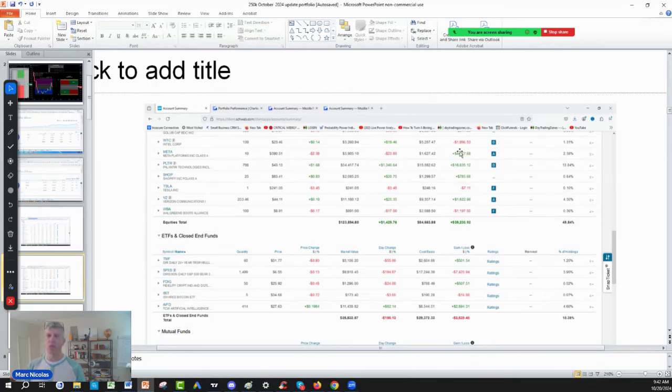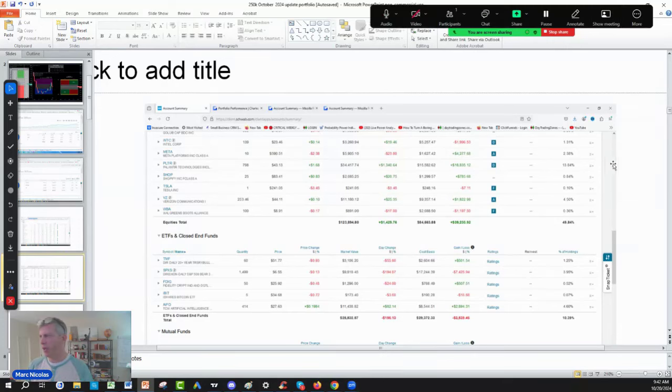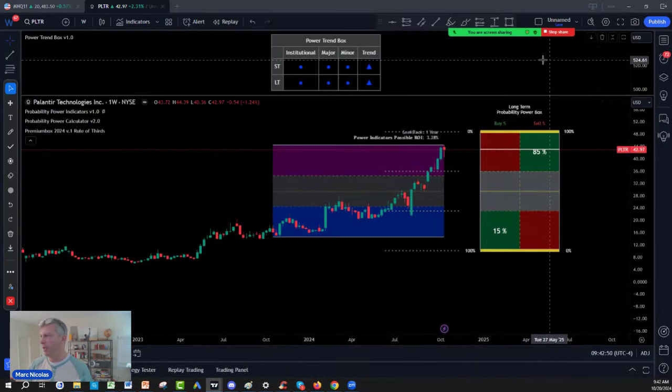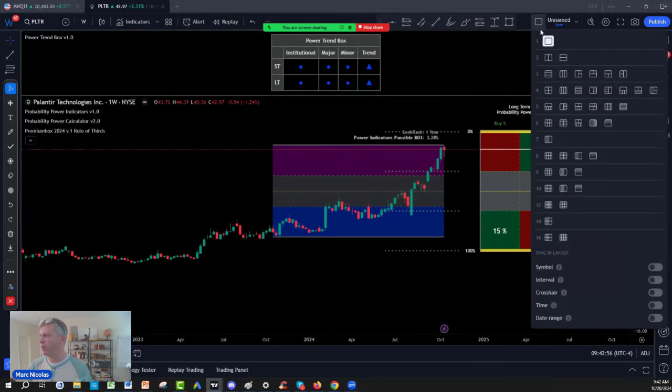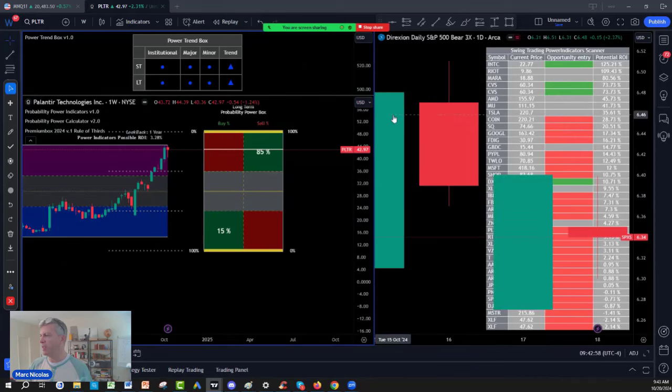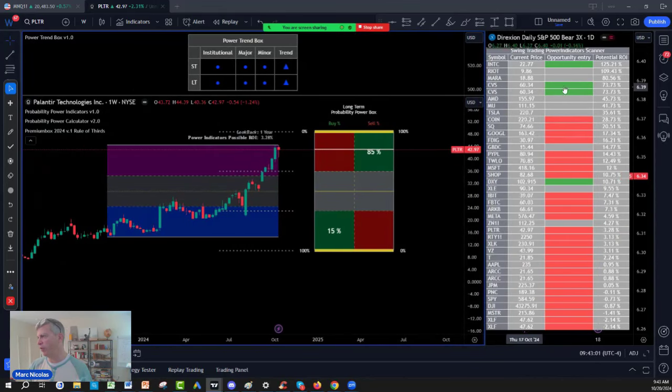Another one that has not performed well, but I think it will perform well, and I'm keeping it and going to accumulate more. I'll show you on the scanner: Intel. Intel has not performed well, but if I go to the power scanner and look at Intel, it's going to probably recover fairly well. This is at the top of my power scanner now, the 3-in-1 scanner that we have with the probability power indicator suite, right? And Intel is showing up as a good one.